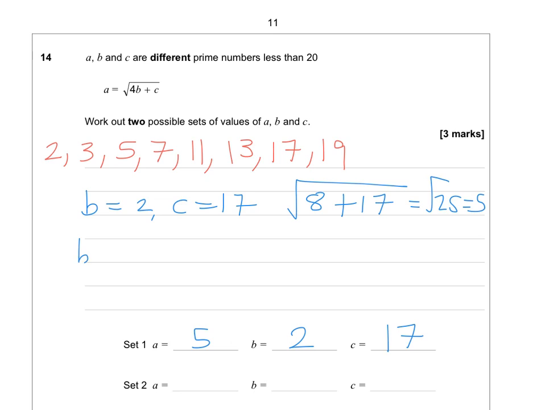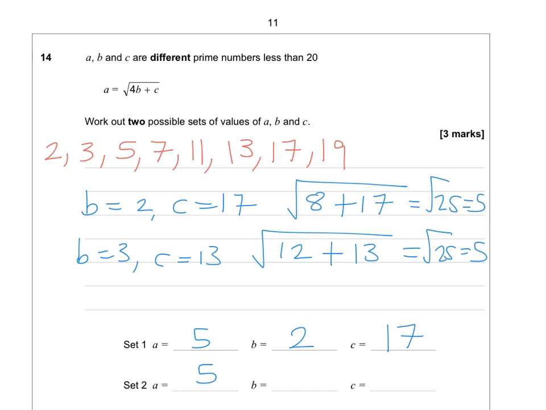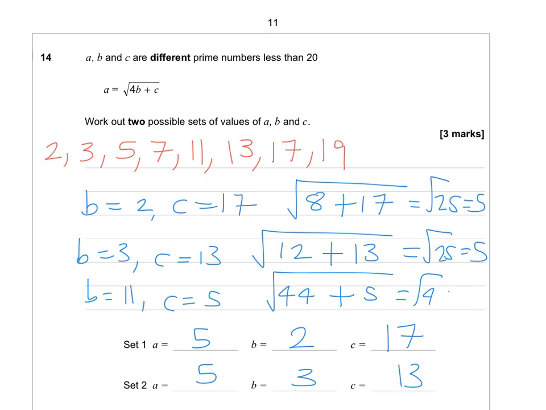Another possible option is if b equals 3 and c equals 13. This gives us the square root of 4 lots of b, which is 12, plus c, which is 13, which again gives us the root of 25, or 5. So A is 5, B is 3, and C is 13. Another possible option, if B is 11 and C is 5, then we have the square root of 44 plus 5, which is root 49, or 7, in which case A would equal 7, B would equal 11, and C would equal 5.